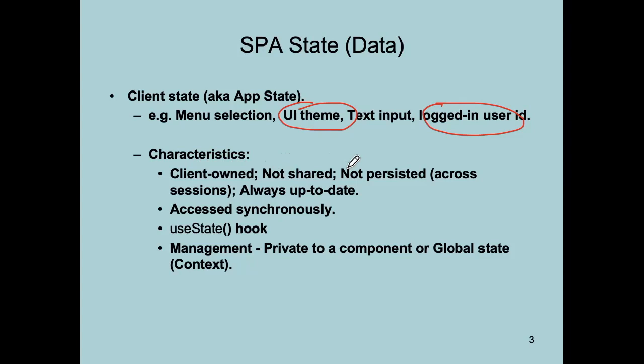It's always up to date, well, I guess it's obvious that it is always up to date within each client. It's accessed synchronously because it's local to your React app. And we know now that in the case of a React single page app, the useState hook is what we would use to store our client state within the React code base.